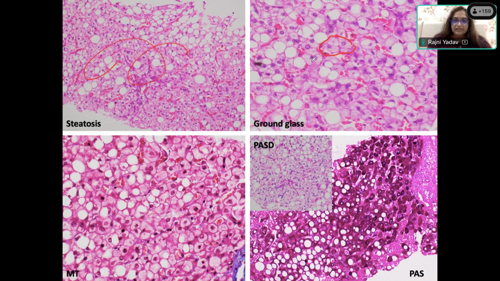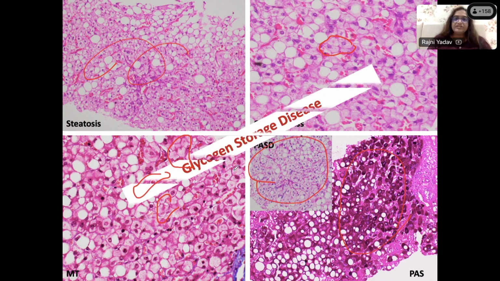So that's the ground glass hepatocytes. And see, this is beautifully highlighting these ground glass hepatocytes. Though ground glass hepatocytes can be seen in viral infection, they can be seen in many other things. So this is a child, and see, PAS is beautifully highlighting these ground glass hepatocytes. However, PAS with diastase tells you that it's all digested. Now that is a case of glycogen storage disease.